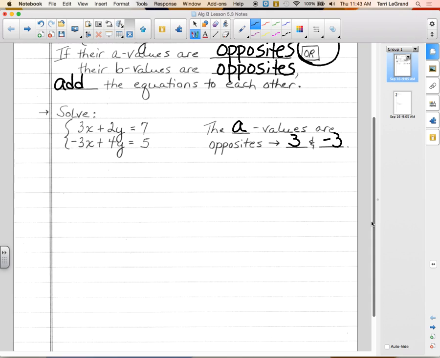I want us to write them down. Okay, so let's write down. You've decided, you know what? They're addable. They have opposite a values.